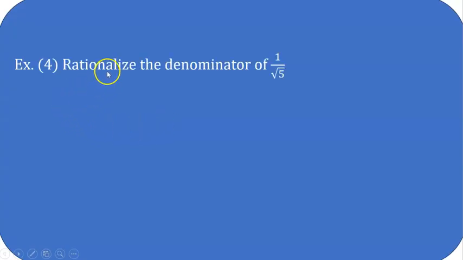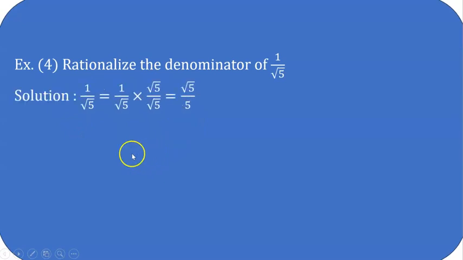Next example: rationalize the denominator of 1 upon root 5. Here we multiply the numerator and the denominator by root 5. Root 5 into root 5 is 5, and 1 into root 5 is root 5. That is, root 5 upon 5. Now the denominator is rationalized, since 5 is a rational number.